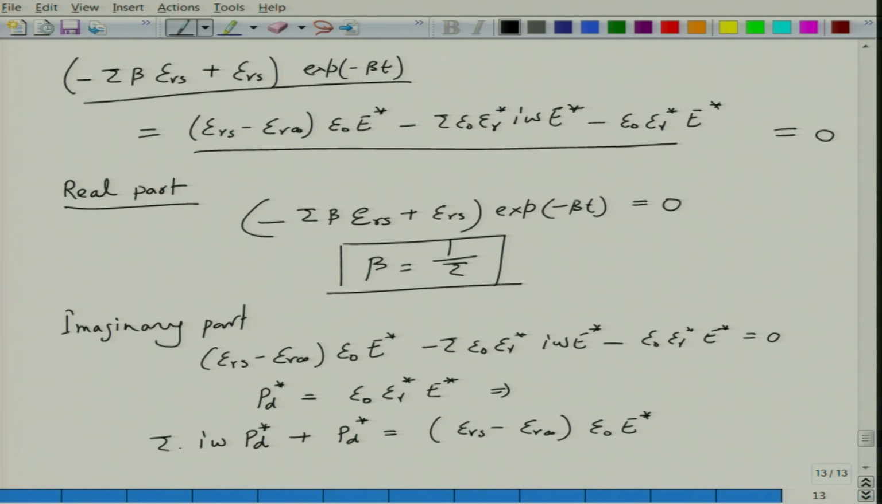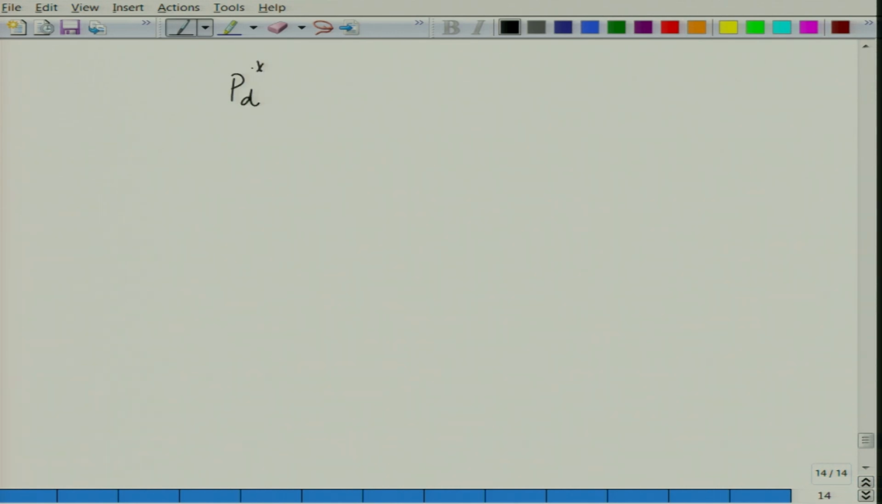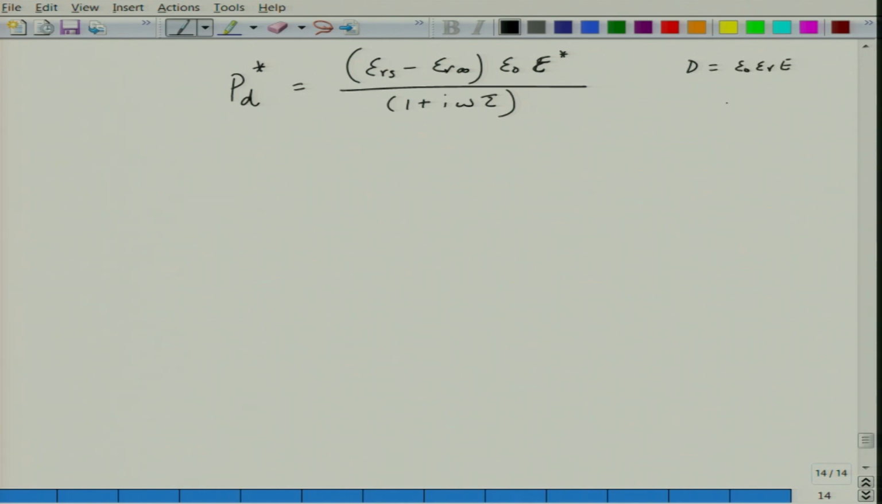So, Pd star becomes epsilon Rs minus epsilon R infinity into epsilon naught into E star divided by 1 plus I omega tau. Now, if you recall, polarization we had initially defined through D equal to epsilon naught epsilon R into E, right, and D equal to epsilon naught E plus P, and this was equal to epsilon naught epsilon R E minus epsilon naught E is equal to P. So, this was equal to epsilon naught epsilon R minus 1 into E, which is P.